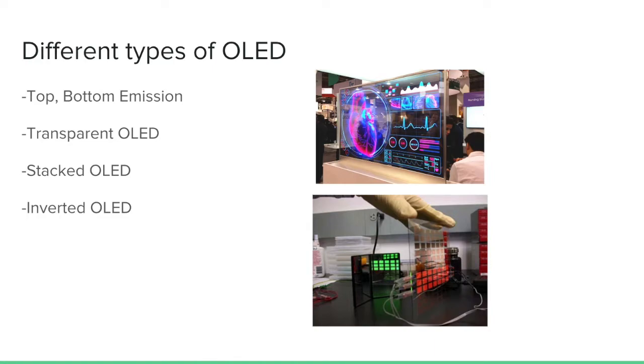The next one is stacked OLED. Stacking the red, green, and blue subpixels instead of placing them side by side creates what is known as stacked OLED. This leads to greater color depth and reduces the gap between pixels.